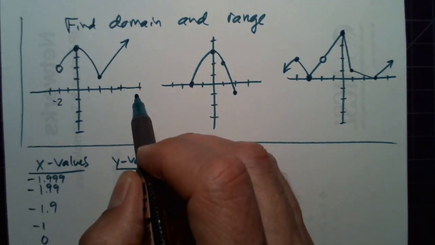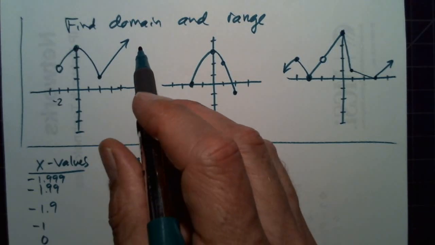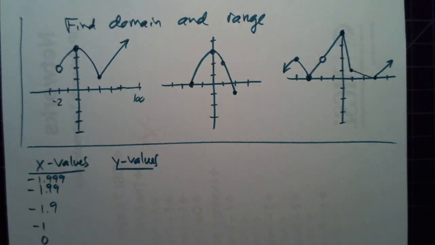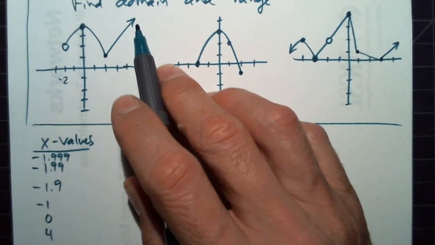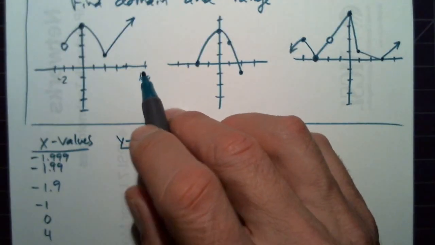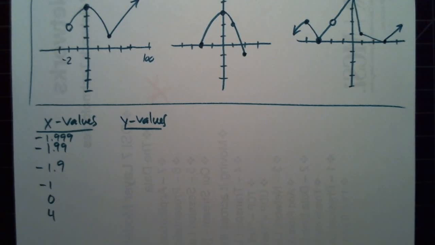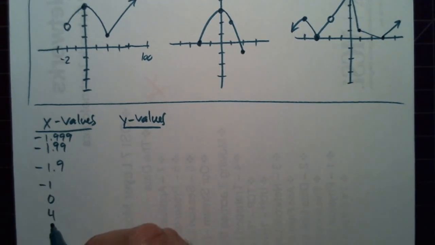What if we go out to 100? Will 100 have a point on the graph? And because there's an arrow that's pointing up, yes, 100 will have a point on the graph. So we're going to say that that just goes on to the right.